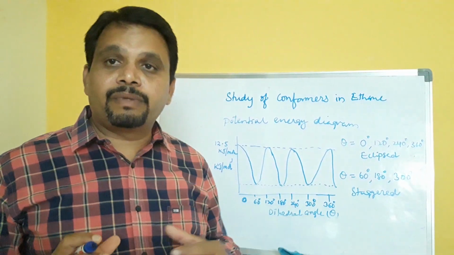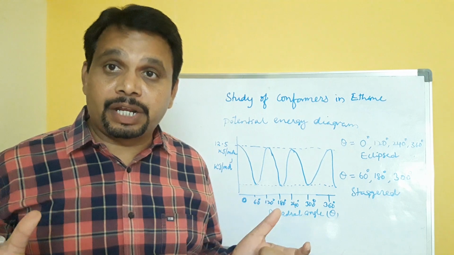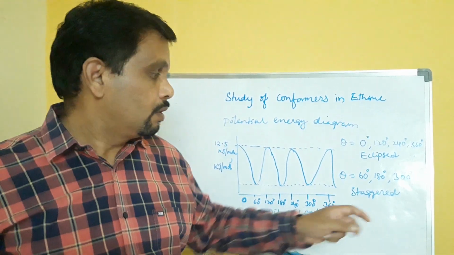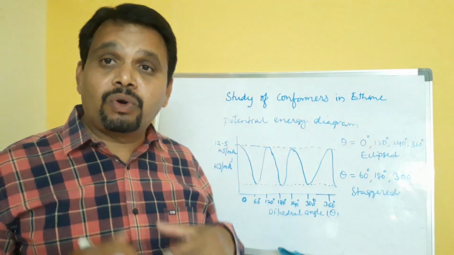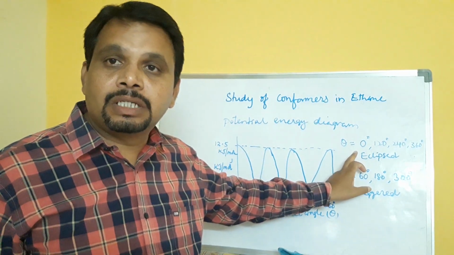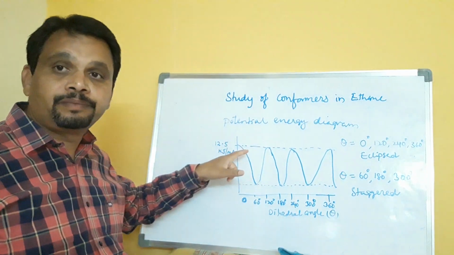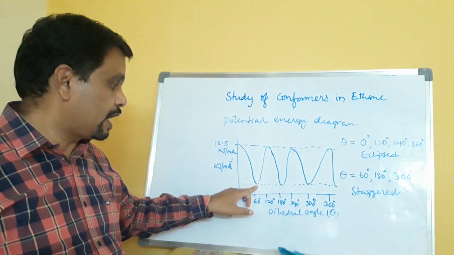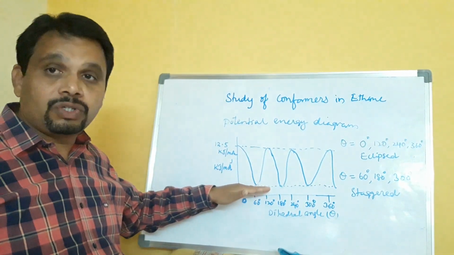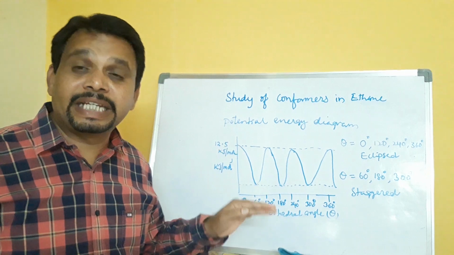And in staggered conformer, it won't have any eclipsed strain and any steric strain or any van der Waals interactions in that. All are absent. So because of that, staggered is less energetic and more stable than the eclipsed one, which is less stable and more energetic. It has more energy, 12.5 kilojoules per mole. And about this staggered one, we can take it arbitrarily as 0 kilojoules per mole, okay. So this is the potential energy diagram of ethane conformers.